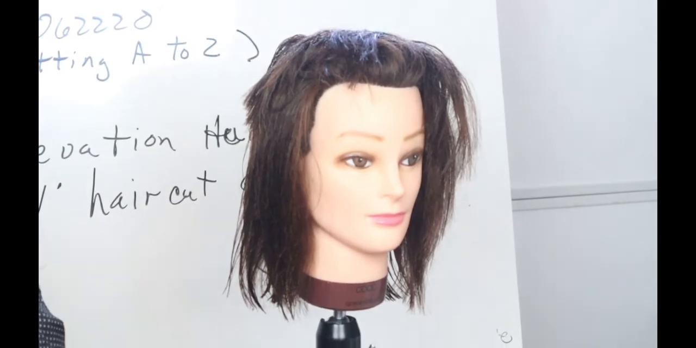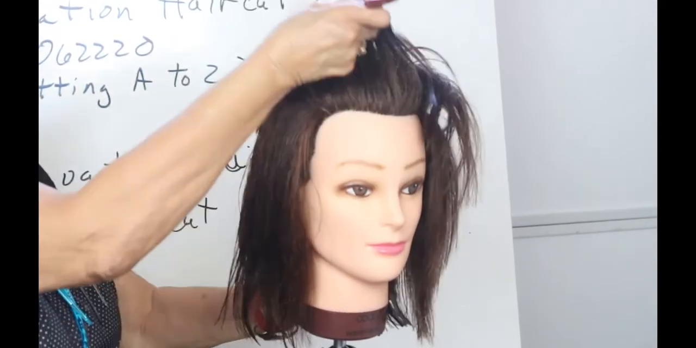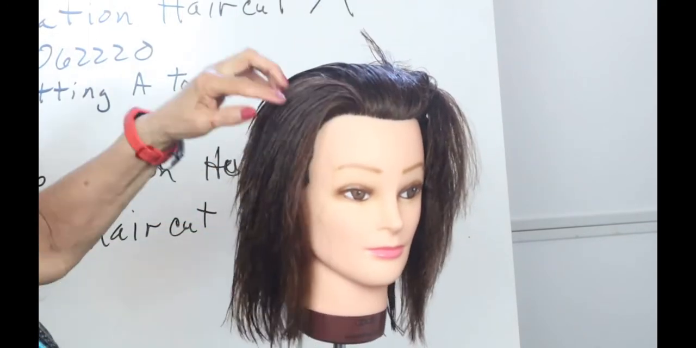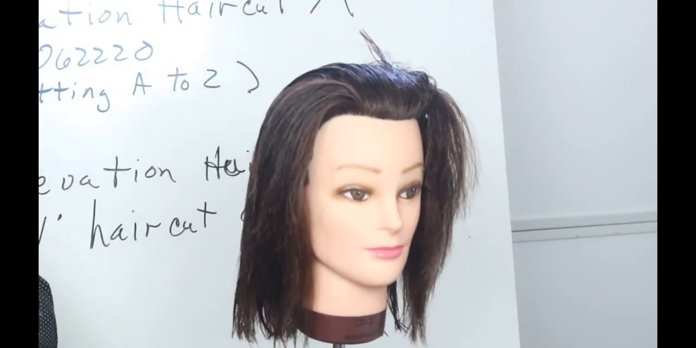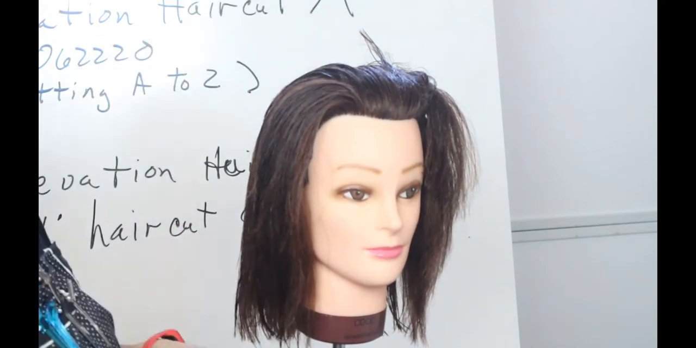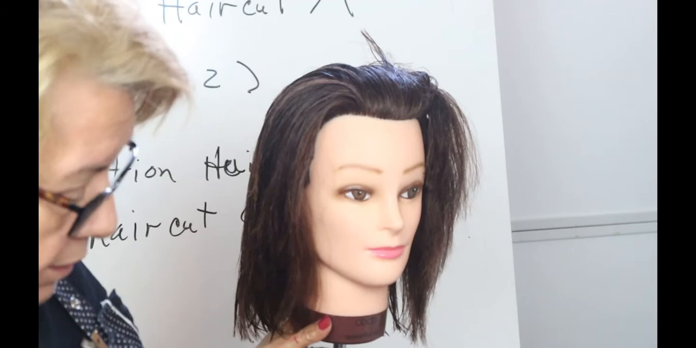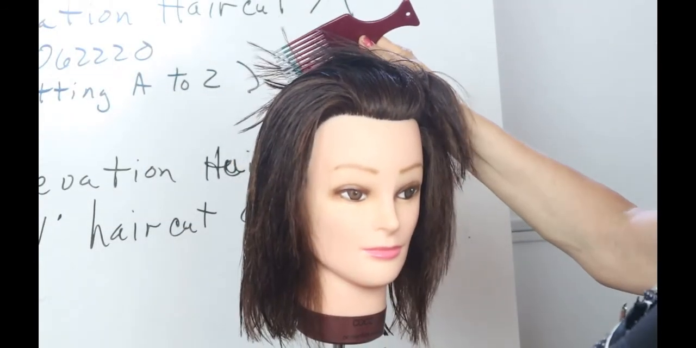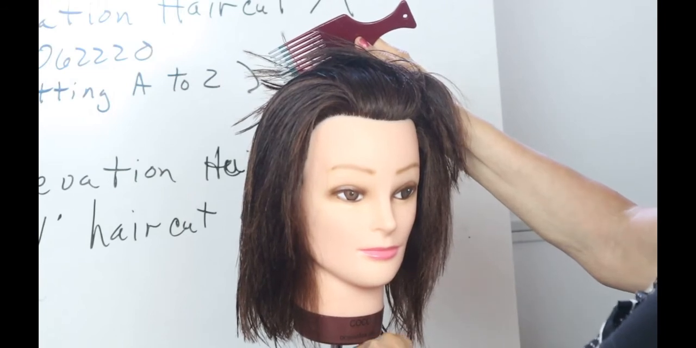So if that's the case, I'm going to part it down the center. We know it's not going to reach. We've got a nice slight layer there because this is the next haircut. After you learn the V or the graduated, you're going to learn how to do an A-line, and then we do a different haircut.